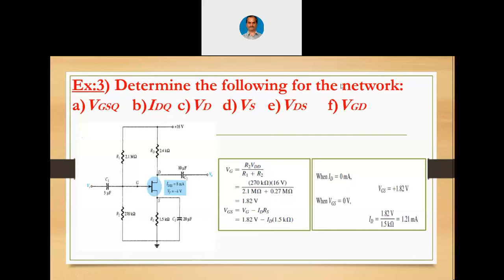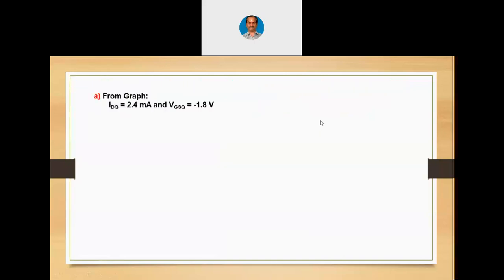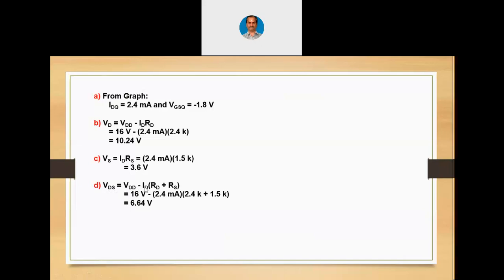Okay, let me proceed now without wasting much time. I will tell you the answer for VGD. VDS is 6.64 volts. That is correct. Now, from the graph, we have IDQ equals 2.4 milliampere, VGSQ equals minus 1.8 volts. We will apply these values: VD equals VDD minus ID RD, we get around 10.24 volts. That is the value given by you also, that is correct. Then VS is ID into RS, 3.6 volts, that value is also correct. Now VDS is VDD minus ID into (RD plus RS), that is 6.64 volts, that value is also correct.